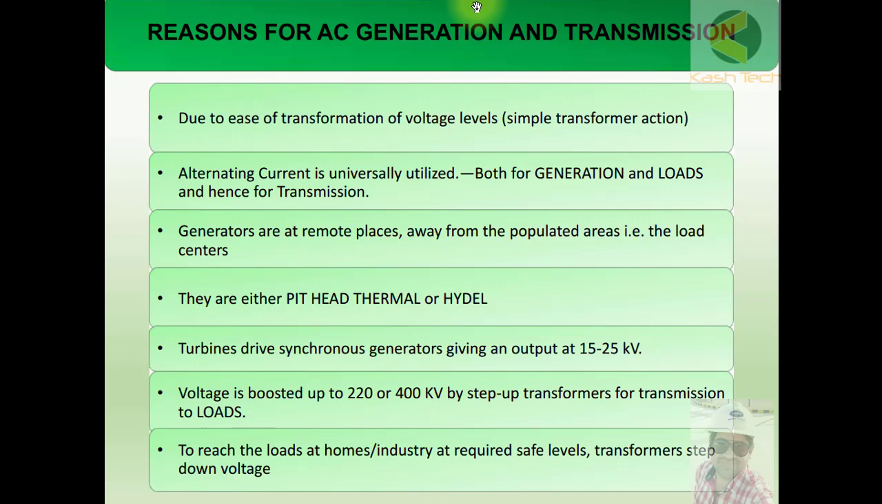Turbines drive synchronous generators giving an output at 15 to 25 kV. Generally the generator output is kept at 15 to 25 kV, based on some economical calculations. So this is the most feasible and economical generated voltage from the generators. Voltage is boosted up to 220 or 400 kV by step up transformers for transmission to the load. So further we can step the voltage up from 15 to 25 kV to 220 kV, 400 kV, even 500 kV, and 750 kV transmission lines are in use. To reach the load at homes and industry at a required safe level, transformers step down the voltage, because utilization is at lower voltage levels. So all this was very easy in AC transmission.